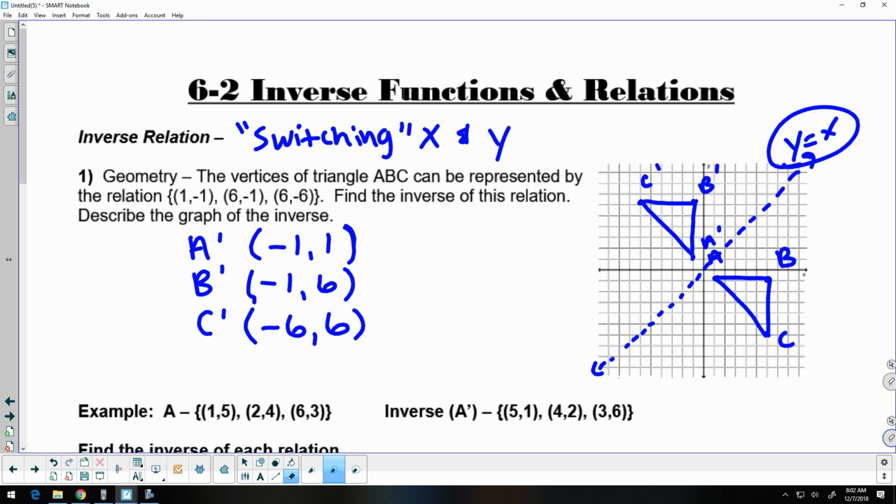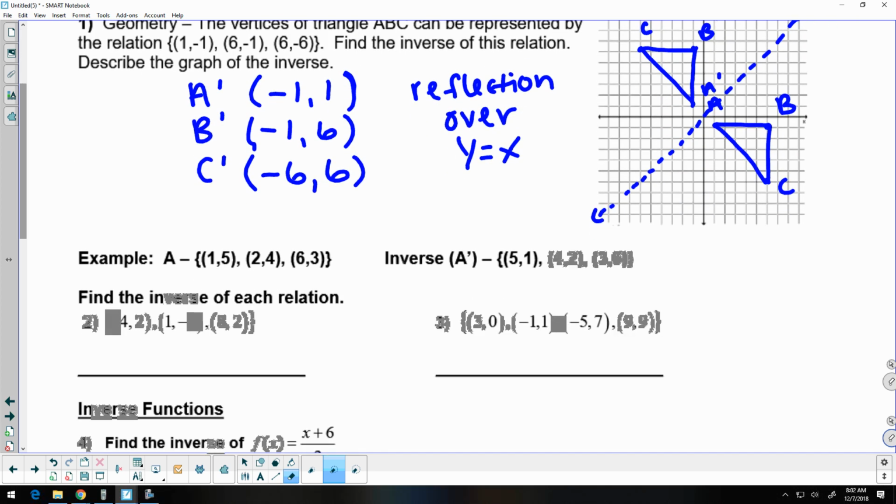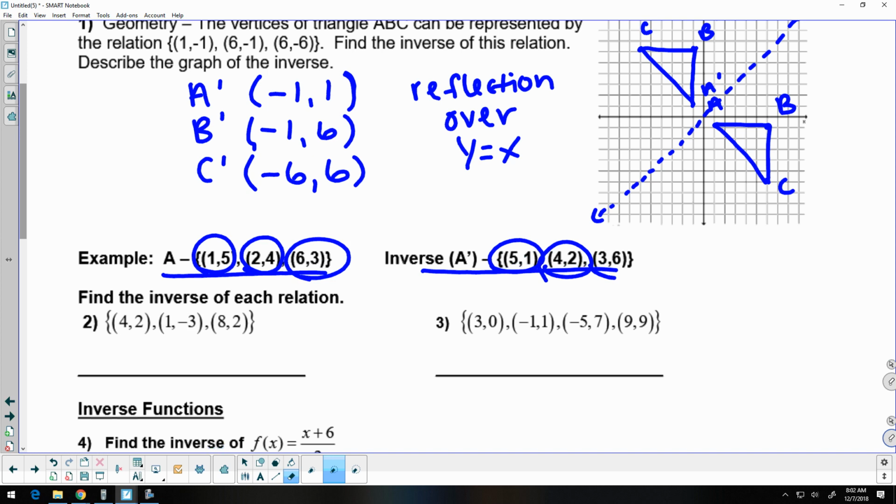So if I had to describe this, it's going to be a reflection over y equals x. Every single time. And you'll see more examples of that once we get farther into the lesson. But these next ones, they even give you an example here. Given this relation, here's the inverse. If you look at the x's and y's, they're just switched around. It was (1, 5), now it's (5, 1). It was (2, 4), now it's (4, 2). It was (6, 3), the inverse is just (3, 6). So just switch around the x and y.